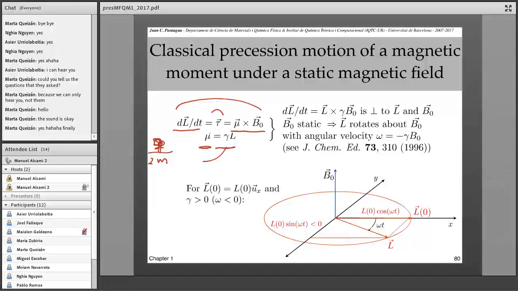If we put this here, we have a differential equation that gives us the evolution of L. The change of L with time is given by the vector product of these two vectors, and the vector product is perpendicular to both of them. So the vector L always changes in a direction perpendicular to L and perpendicular to B0. For instance, if B0 is along the z-axis, and we start with the angular momentum or the magnetic moment in this direction, the change is perpendicular, and a change that is always perpendicular to the vector gives a circular motion, and this is the typical precession motion around B0.